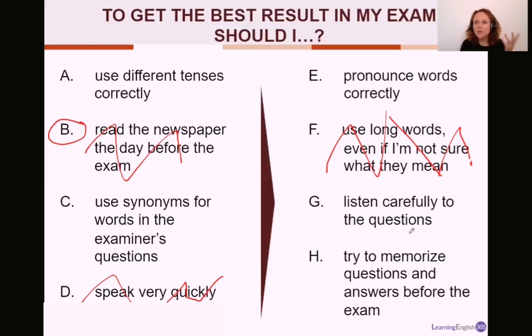Make sure. And if you miss something, ask the examiner to repeat the question. Oh, I'm sorry, I didn't quite catch that. Would you mind repeating it? The examiner won't mind.